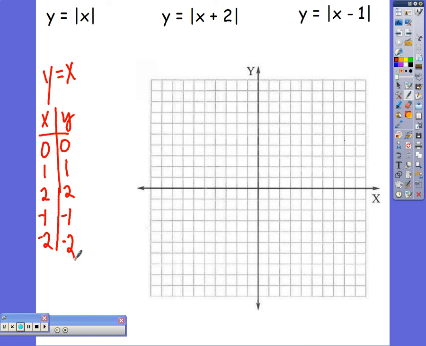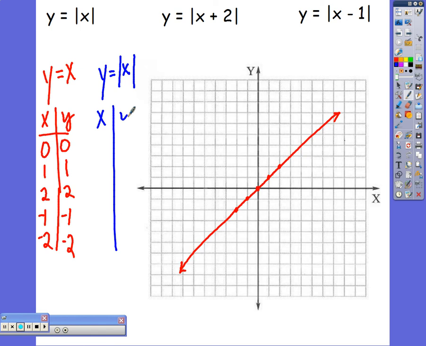So if we graph those points, 0, 0, 1, 1, 2, 2, -1, -1, -2, -2, we find out that it is a straight line. Well, what happens when the problem changes and it becomes the absolute value? So this time we're going to do y equals the absolute value of x. Let's use the exact same numbers: 0, 1, 2, -1, and -2.